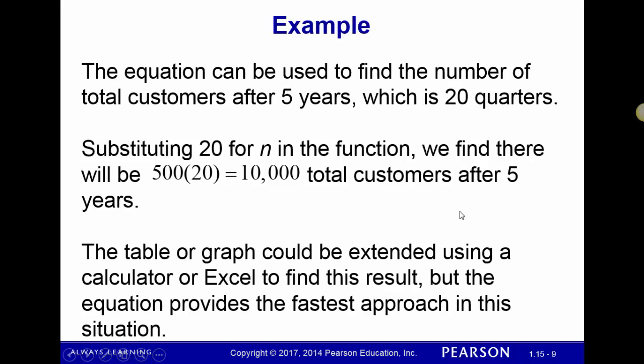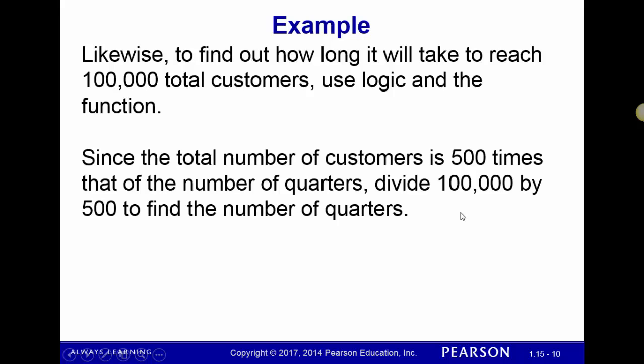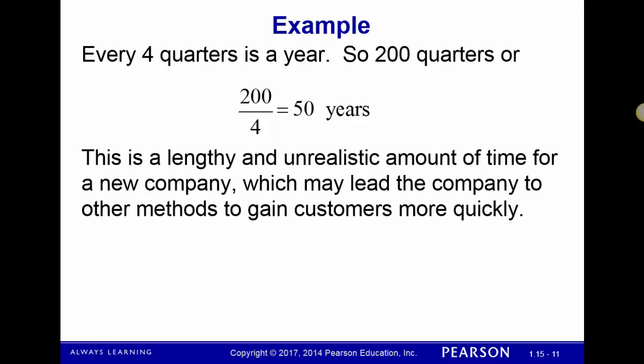Then we also wanted to know how long it would take to get to 100,000 customers. So we solve the equation, put the number of customers in as 100,000, and divide by 500 per quarter to find the number of quarters. That's 200 quarters, which actually translates to 50 years. So adding 500 customers a quarter is not a terrific way to increase the number of customers. This is a lengthy process, and we're going to look at some other ways that a company might gain customers more quickly.